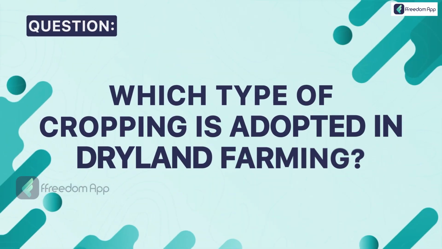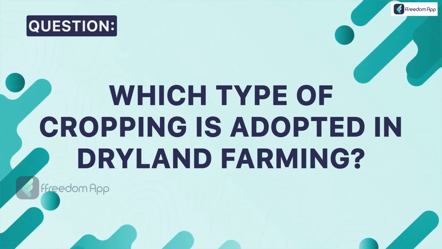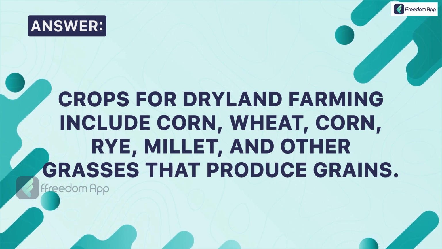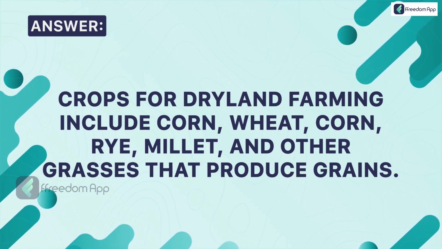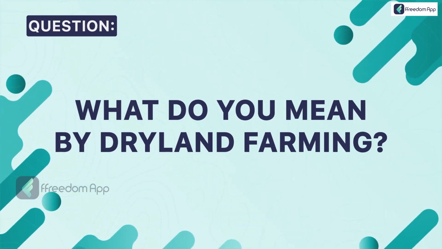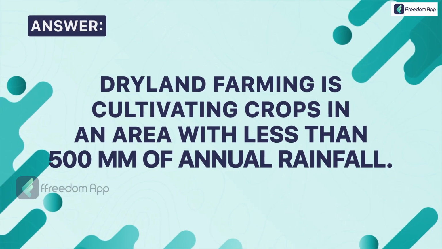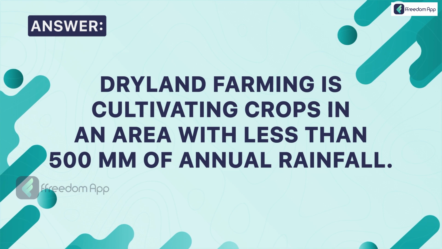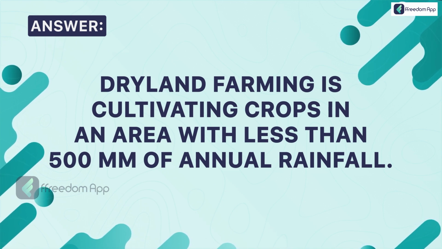Now the next question is, which type of cropping is adopted in dryland farming? And the answer is, crops for dryland farming include corn, wheat, millet, and other grasses that produce grain. The next question is, what do you mean by dryland farming? And the answer is, dryland farming is cultivating crops in an area with less than 500 mm of annual rainfall.